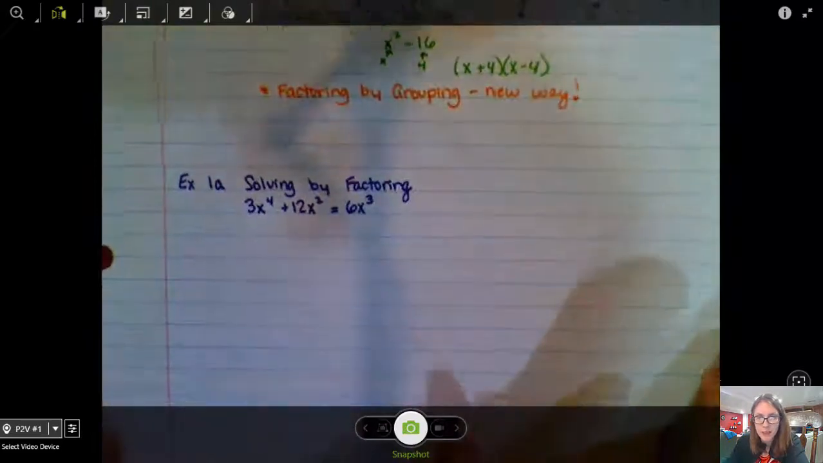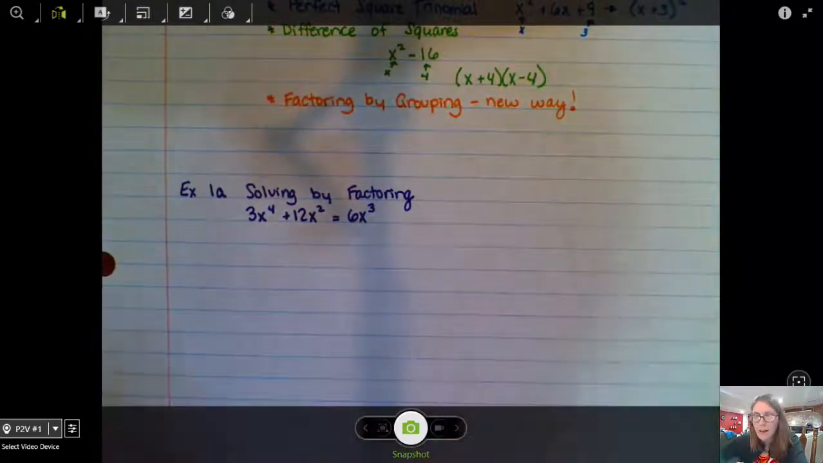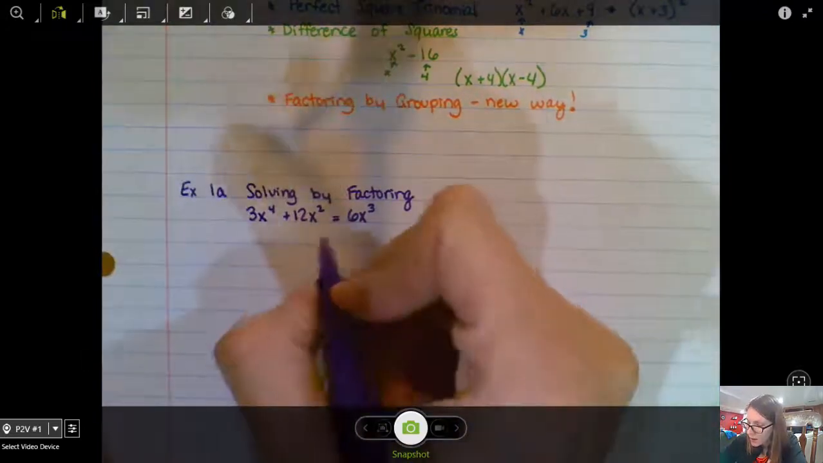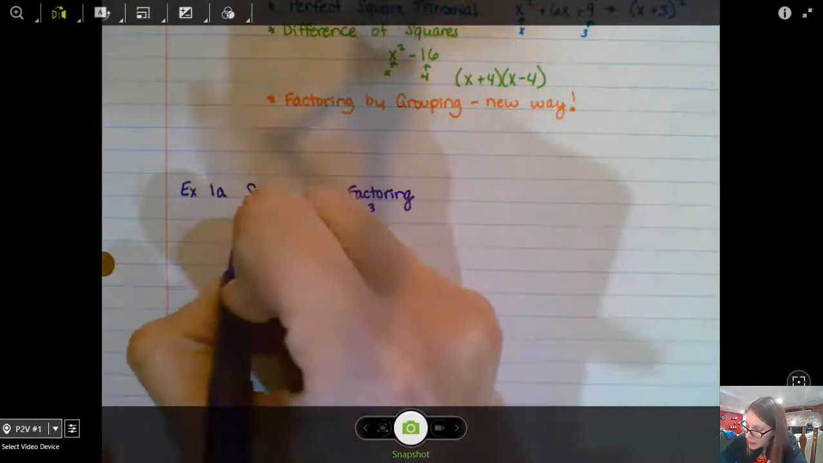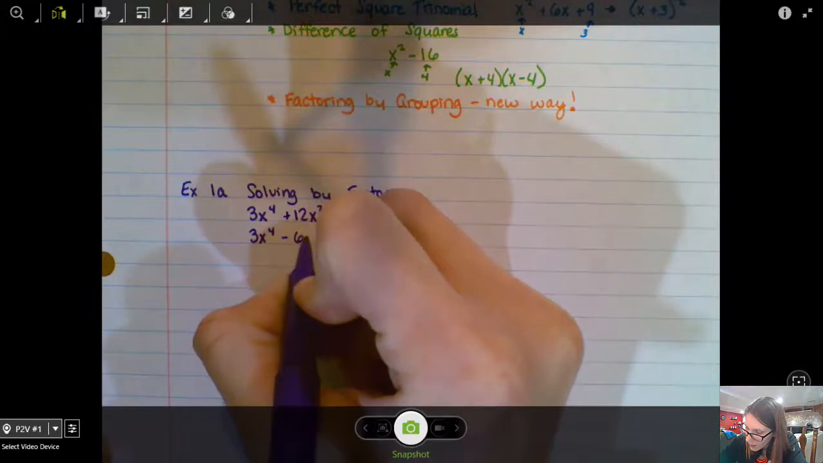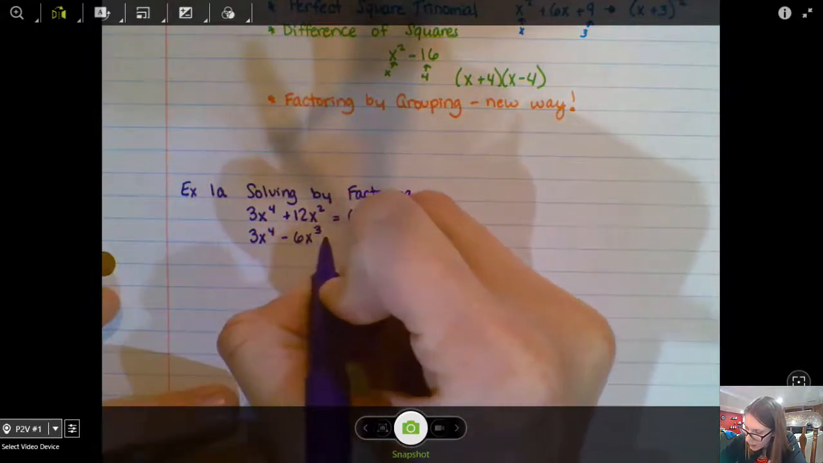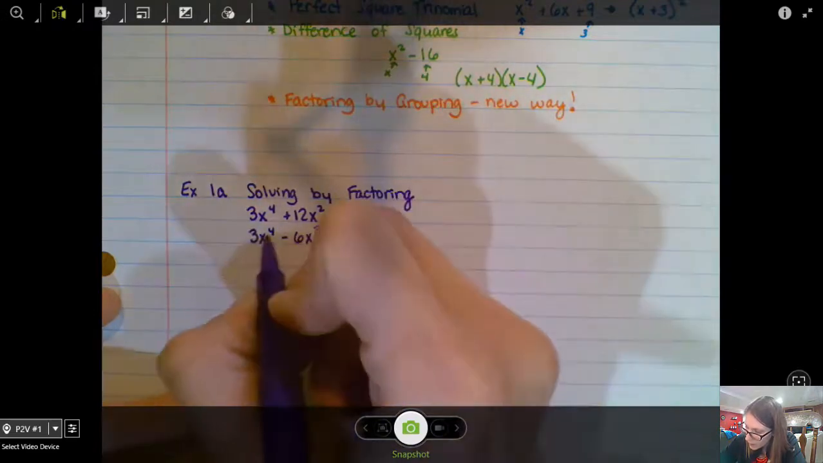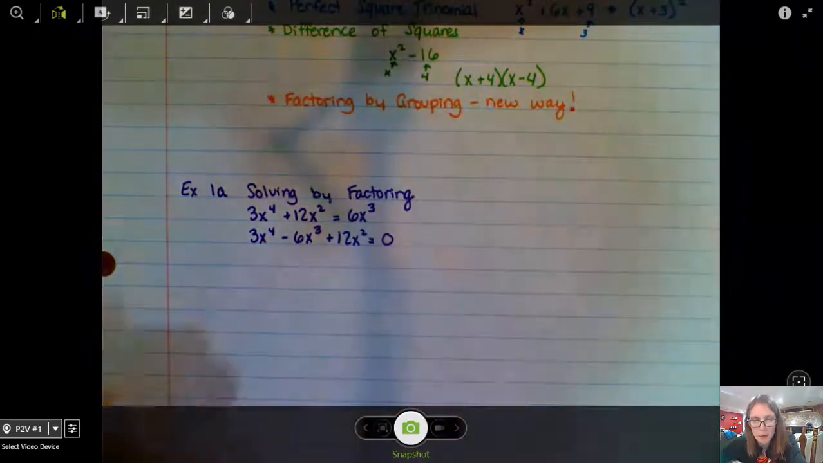My first step here is the same as when we solved our quadratic equations. We need to get our equation to equal 0. Let's start off by subtracting 6x to the third. And when I do that, I'm going to write my minus 6x to the third here so that my equation goes highest power to lowest power.